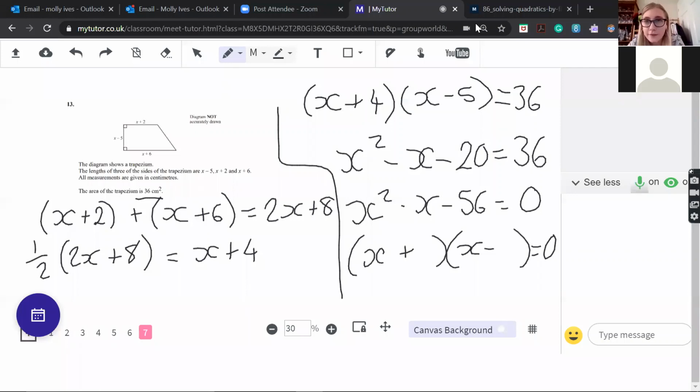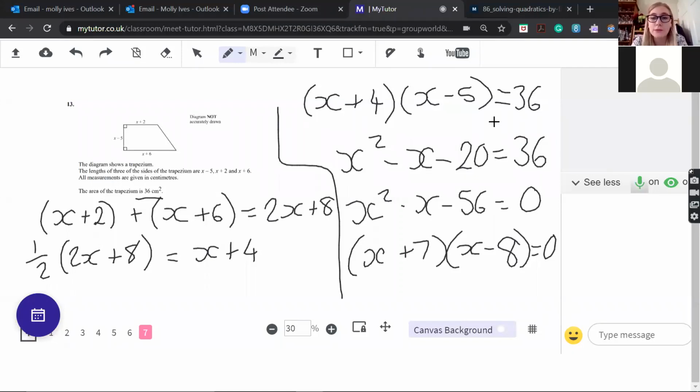Can anybody see how this factorizes? Do we have to work out the area when it was already given? No, we're basically working out the area in terms of x and setting it equal to the area that was given, so that we can... minus 8 and 7. Yes, perfect. Well done. That's because 8 times 7 is 56.